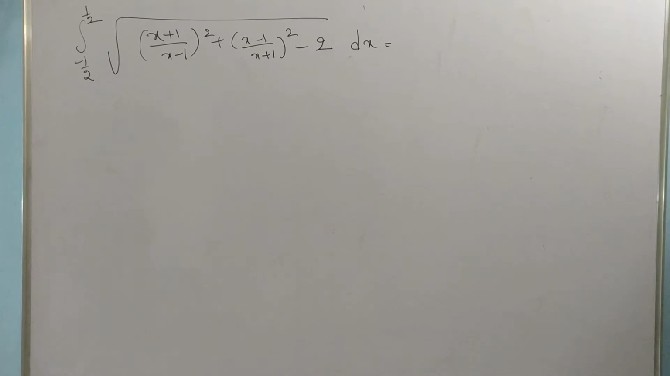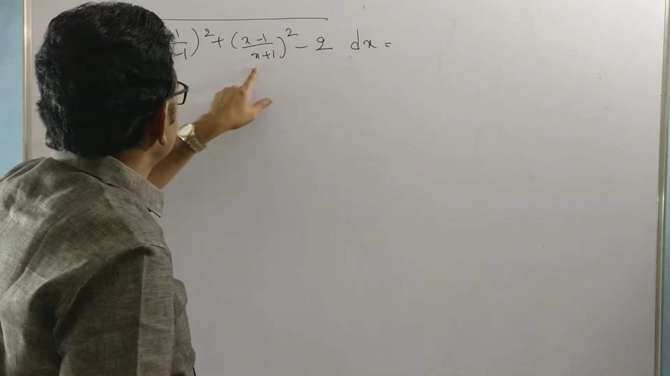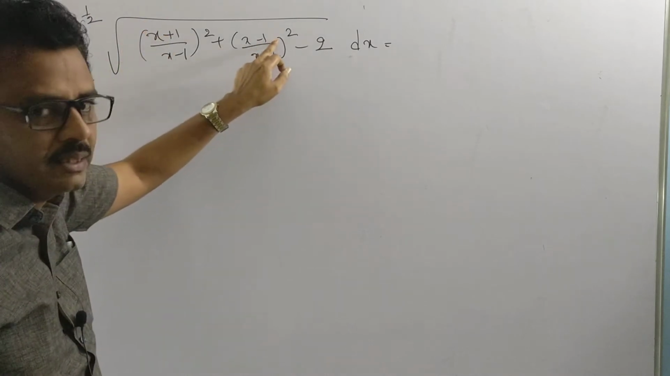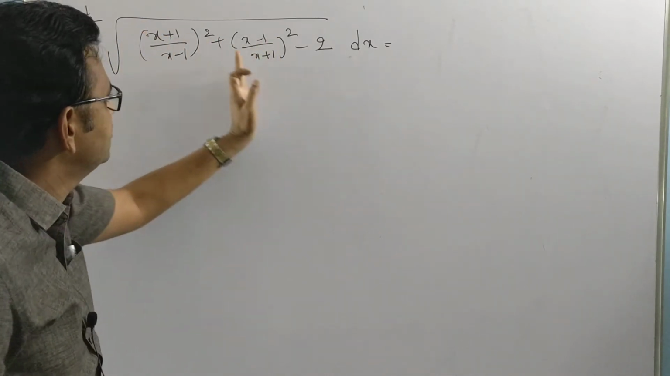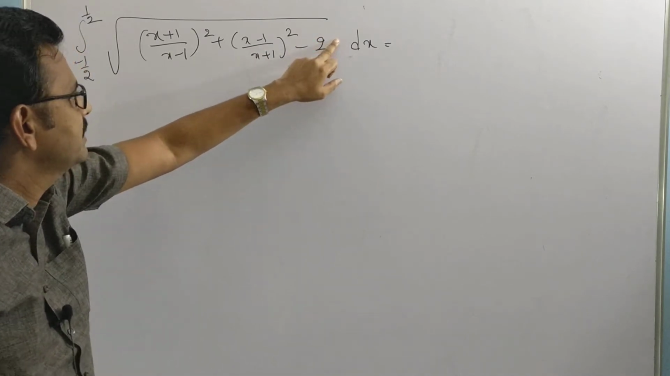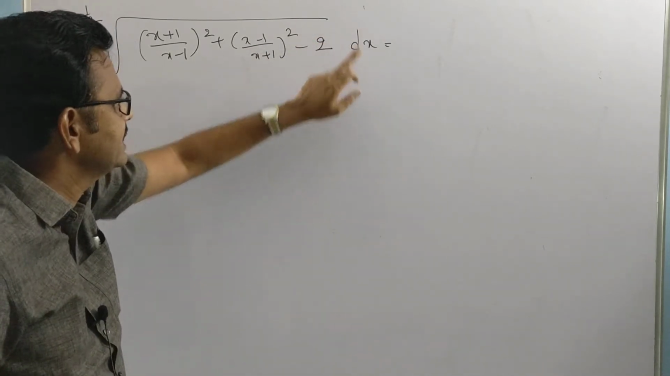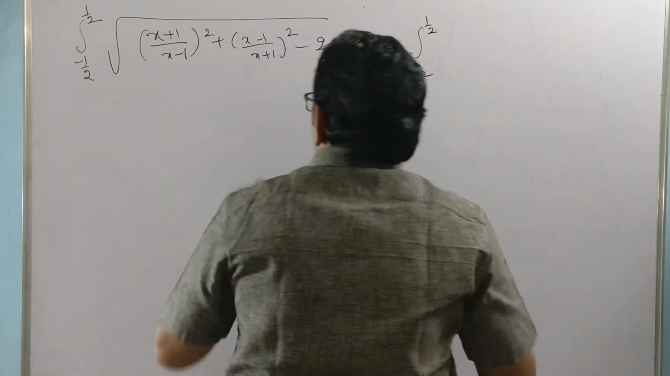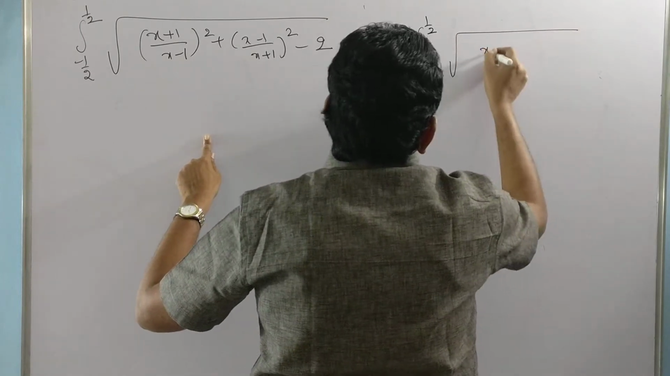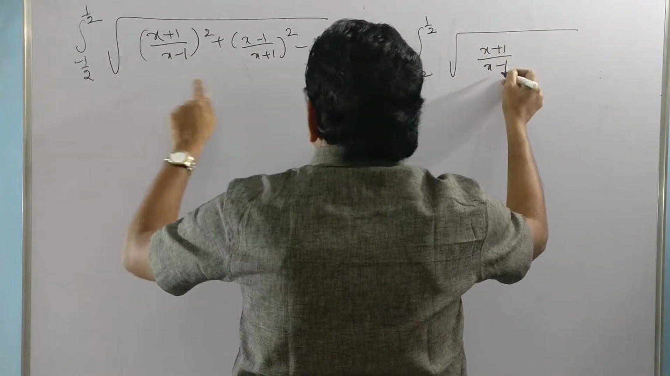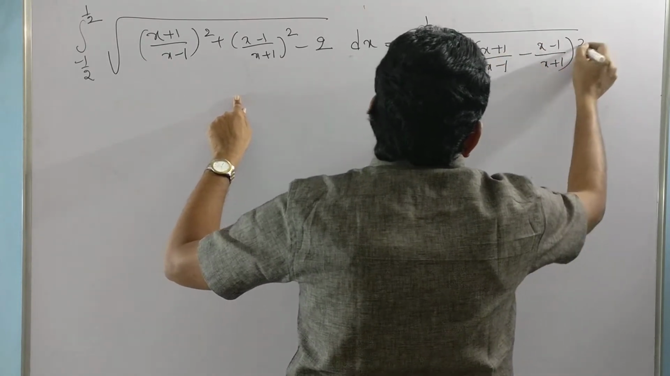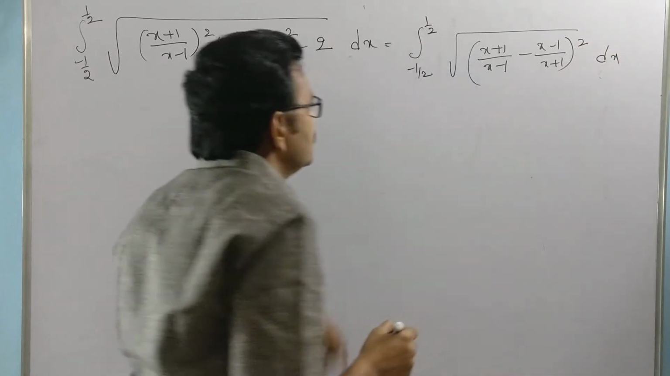Now this is of the form a square plus b square plus 2ab, where a is x plus 1 by x minus 1, b is x minus 1 by x plus 1, and that gets cancelled. So this is equal to integral from minus 1 by 2 to 1 by 2, square root of (x plus 1 by x minus 1 minus x minus 1 by x plus 1) whole square dx. So root of x square is what?